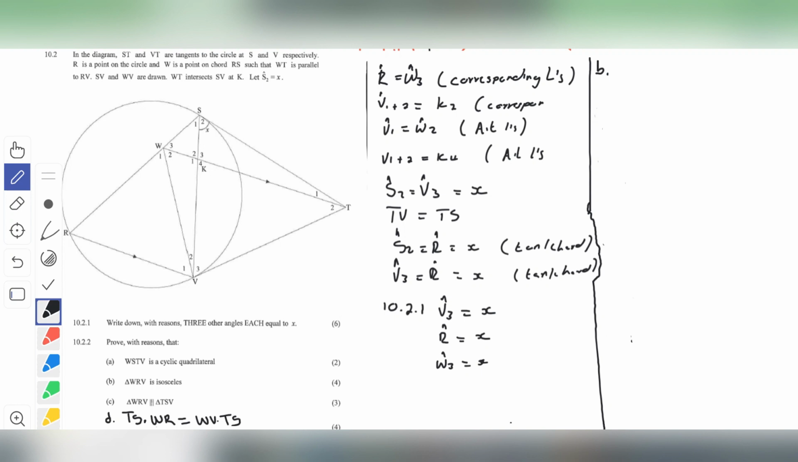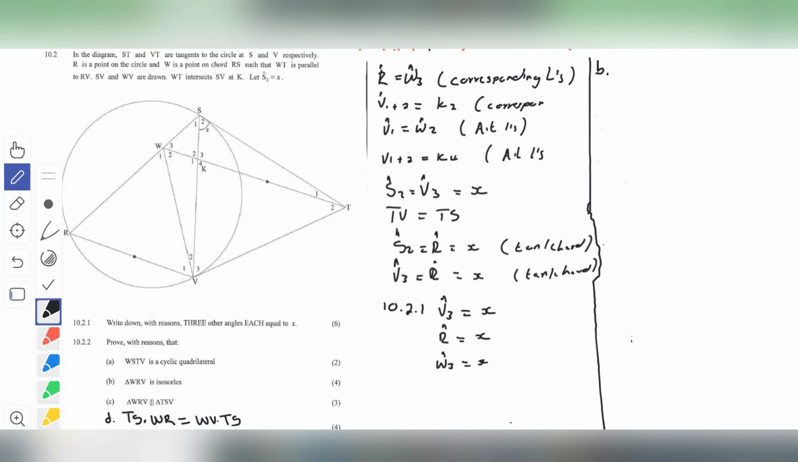Okay, so today we're going to talk about how to prove an isosceles triangle, and the similarity, and also the product, right? So for B, prove with reasons that triangle WRV is an isosceles triangle, right?